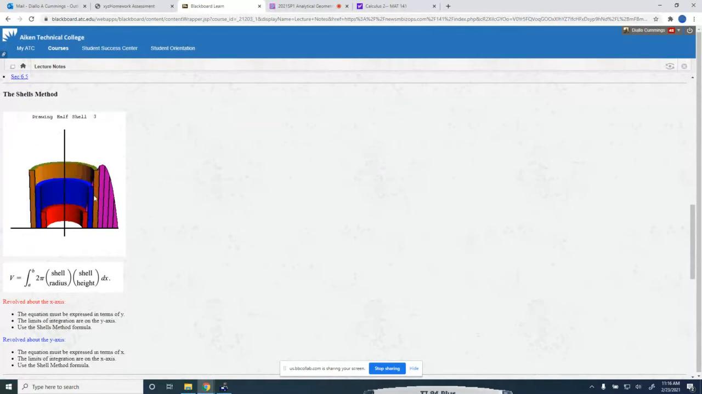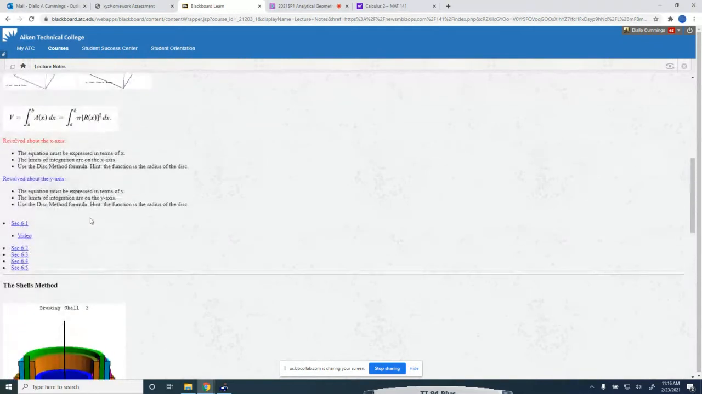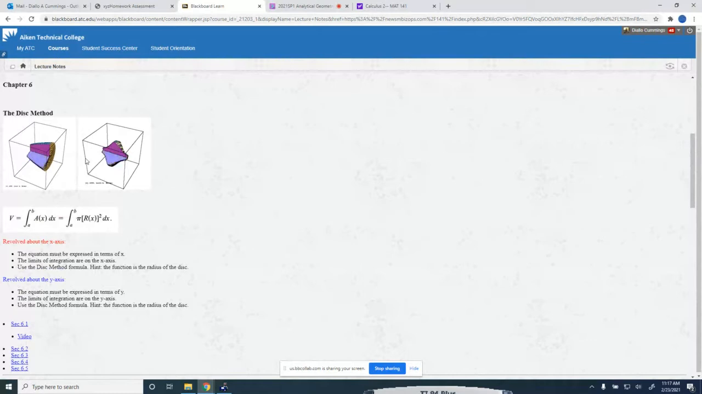Here I have another applet, and I didn't create these, I sort of took these online. It shows that a solid of revolution is created by using a shell method. If we go back to the DISC method, here's the formula. The volume is equal to the integral from a to b of A of x dx, where A of x is actually the area.